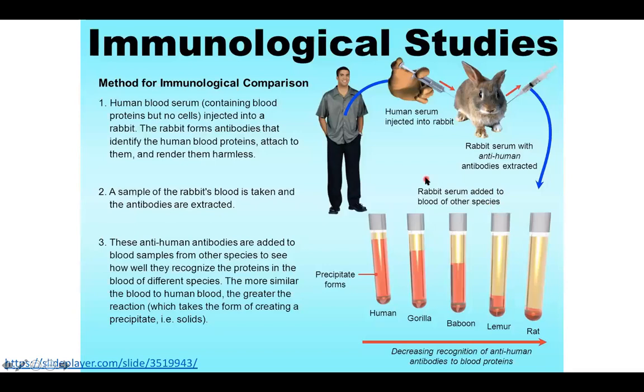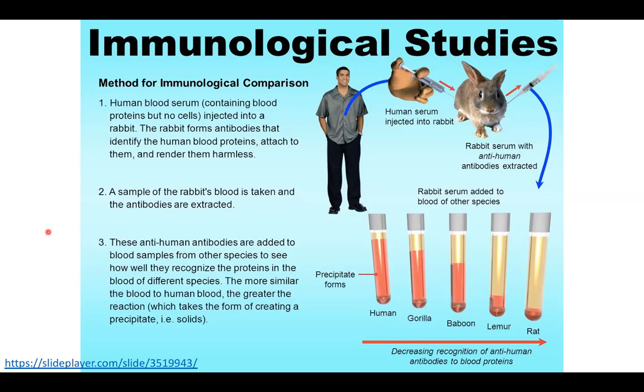Before we end, I just need to mention this. This came up in your textbook. This is how we use immunological studies to study the relatedness between living organisms. This is quite an old-fashioned technique, and it wouldn't be used very much now, but you need to understand it because it is in your curriculum.